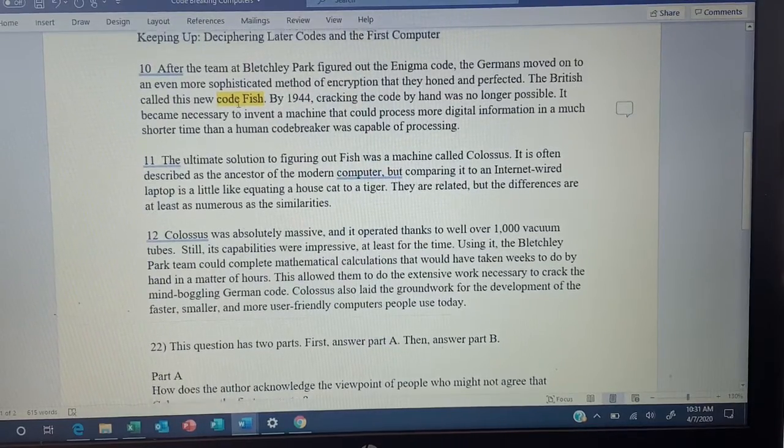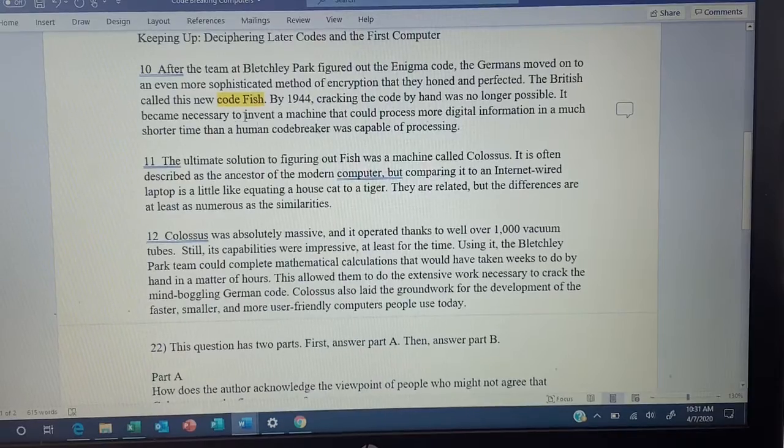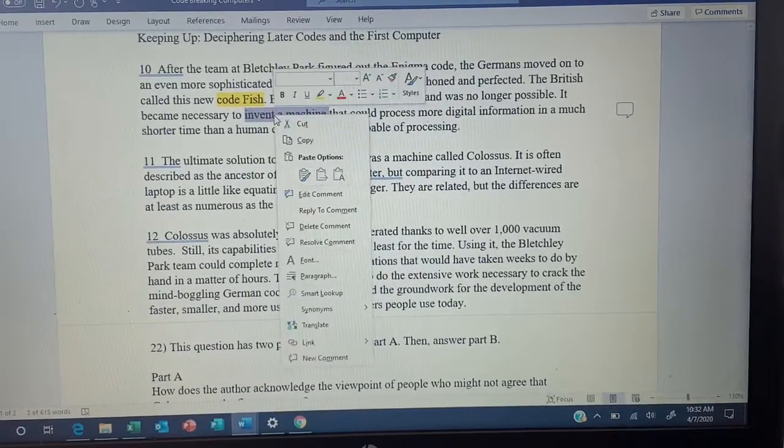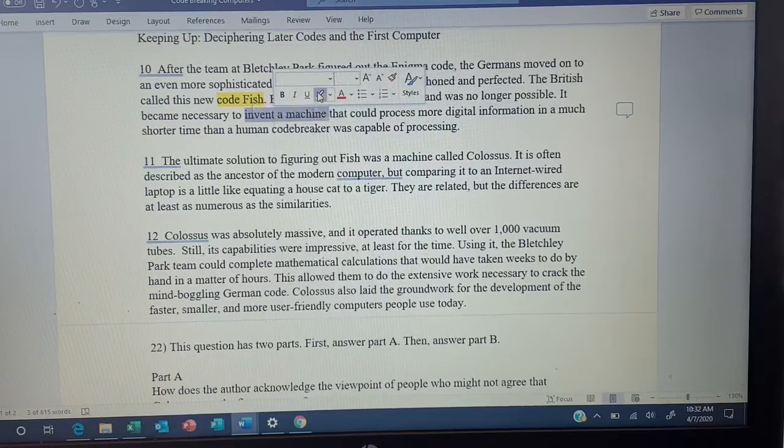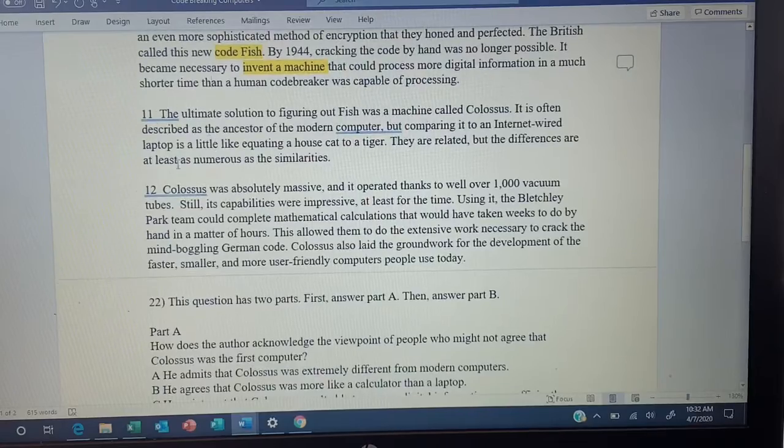So maybe we want to go back and highlight what fish is, and also highlight in this paragraph the need for them to invent a machine. All right, so now we all know fish is the name of this code that they're trying to break, and it's so complicated they need a machine to do so. Let's go back to this paragraph. The ultimate solution to figuring out fish was a machine called Colossus.